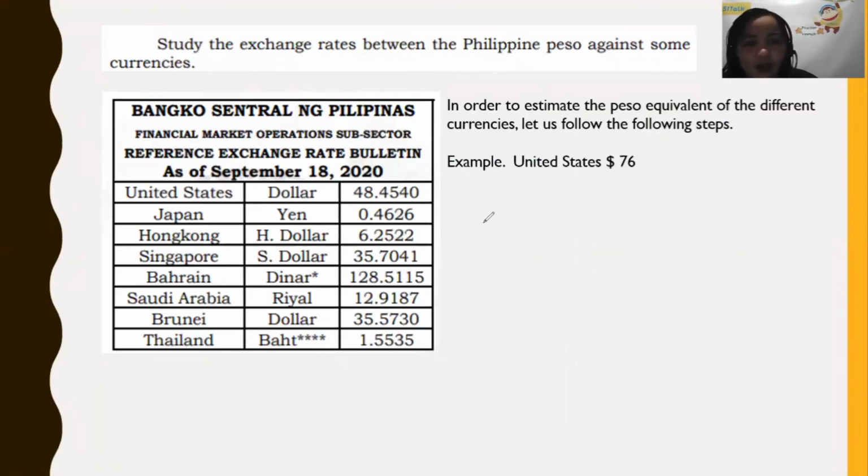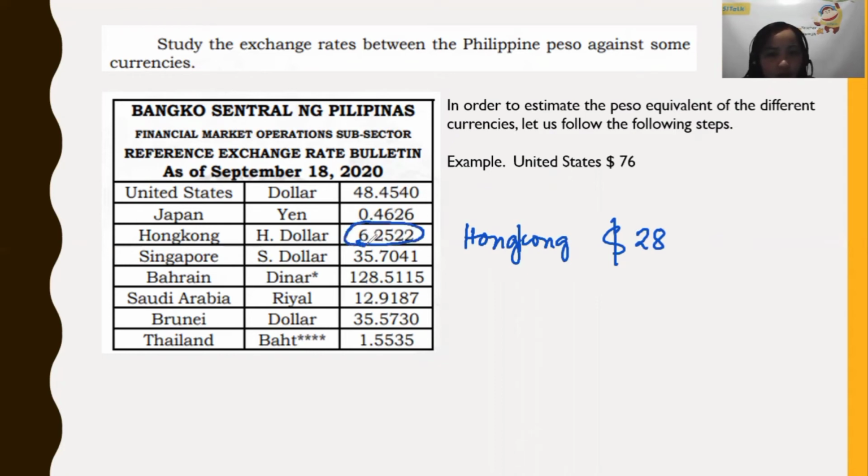Let's find out the estimated peso equivalent of, gamit tayo ng Hong Kong dollar, 28 Hong Kong dollars. Alright. Now, we are to get the estimated peso equivalent of this, and that is 1 Hong Kong dollar is equivalent to 6.2522, or 6 and 2,522 ten thousandths ang equivalent niya into peso. So, we multiply it, and we multiply it to 28. And we are to get the estimated product.